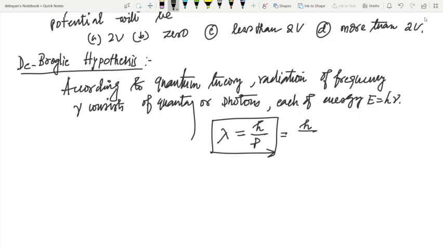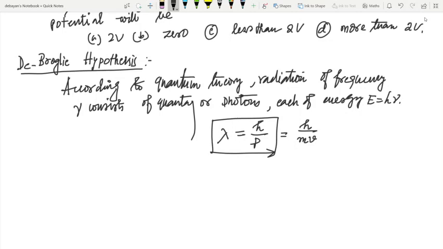So the thing is that lambda is nothing but h by mv, and this lambda is nothing but the de Broglie wavelength, and the associated wave in terms of matter, guide or pilot wave, is called the de Broglie wave. So the de Broglie wave of wavelength lambda is equal to h by mv.